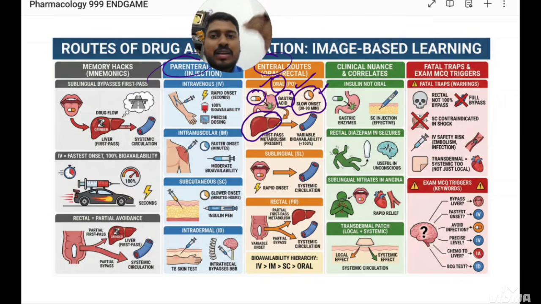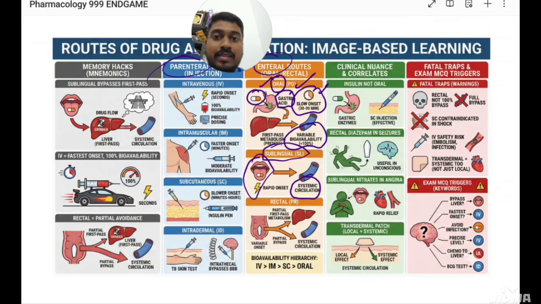So the liver metabolizes one fraction of the drug. This is the disadvantage of the oral route actually. So bioavailability is always less than 100%. Second is the sublingual route. There is an advantage for this. One is it has very rapid onset, and second is the drug directly goes into systemic circulation from the lingual blood vessels.